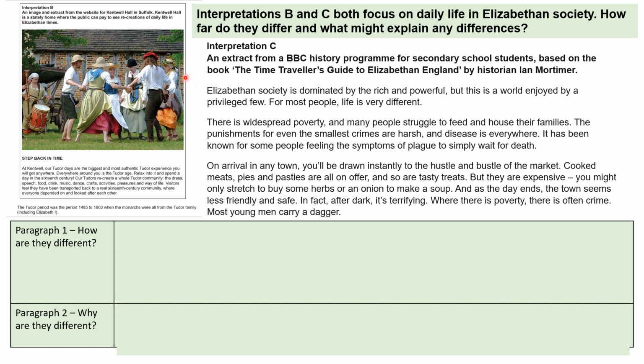Elizabethan society is dominated by the rich and powerful, but this is a world enjoyed by a privileged few. For most people, life is very different. There is widespread poverty, and many people struggle to feed and house their families. The punishments for even the smallest crimes are harsh, and disease is everywhere. It has been known for some people feeling the symptoms of plague to simply wait for death.